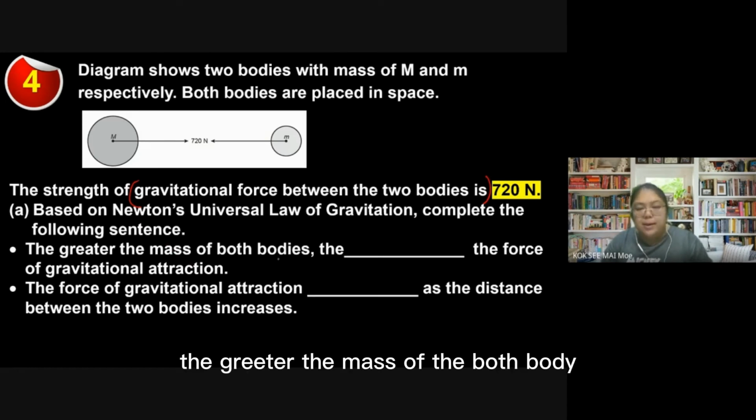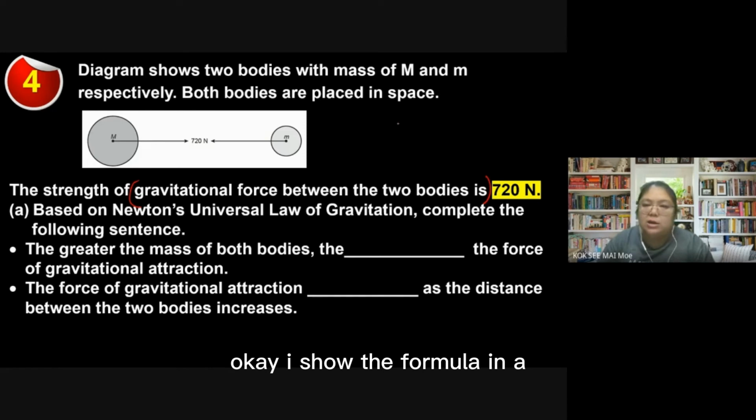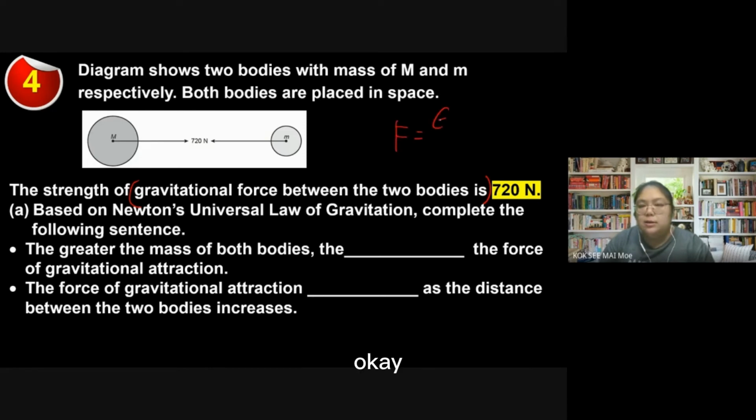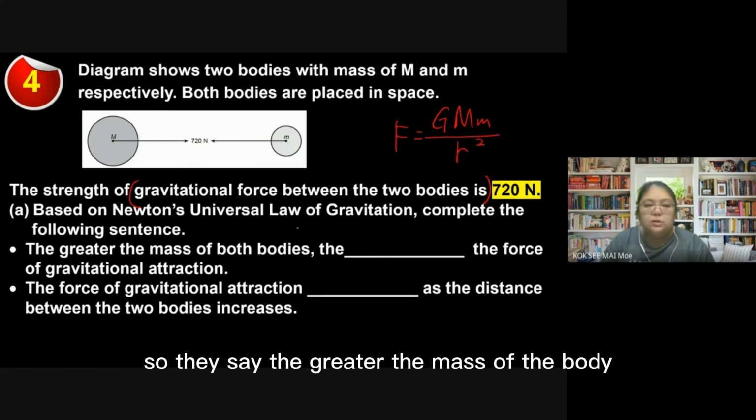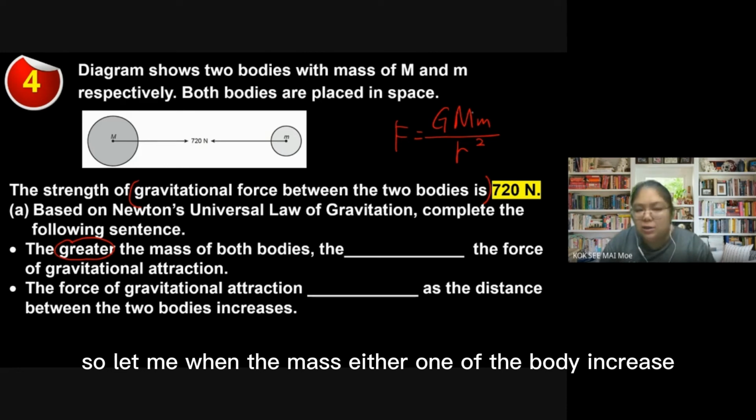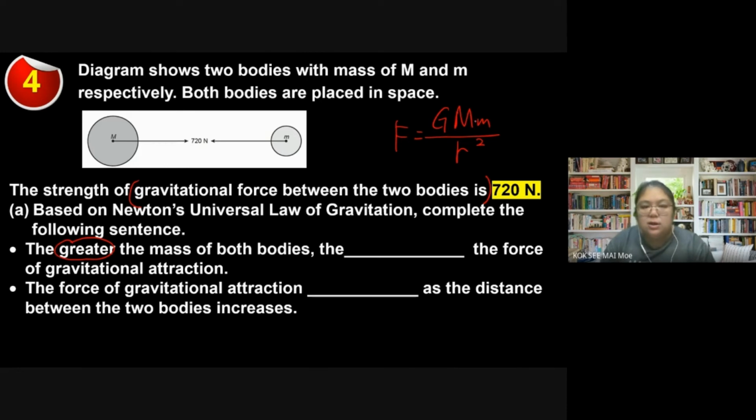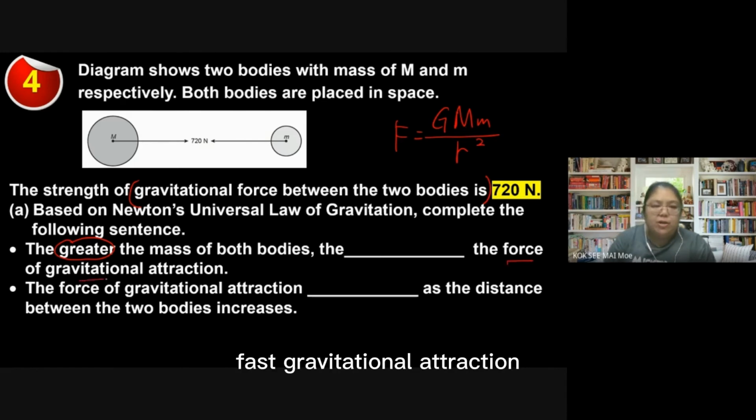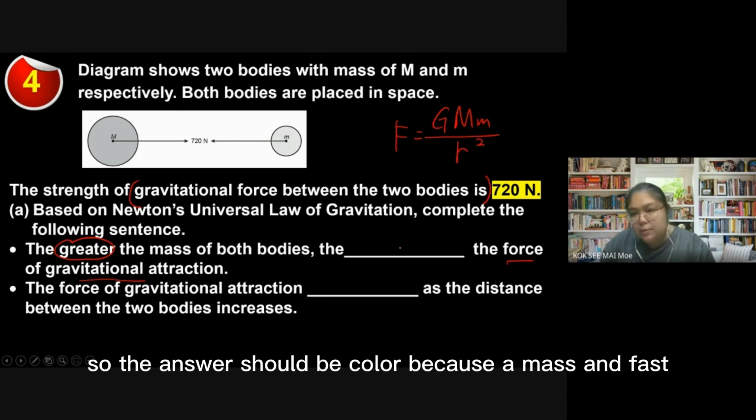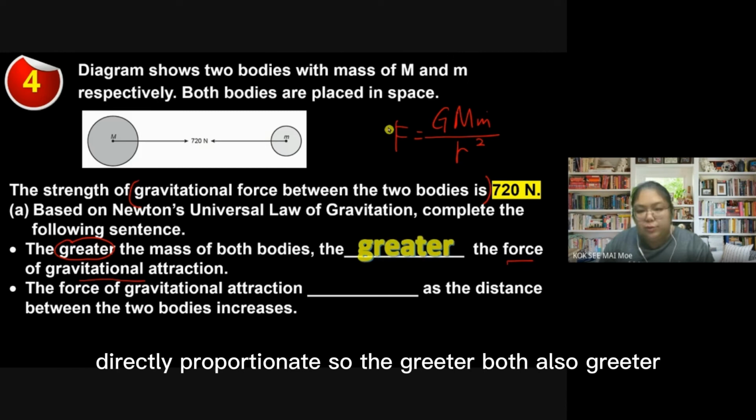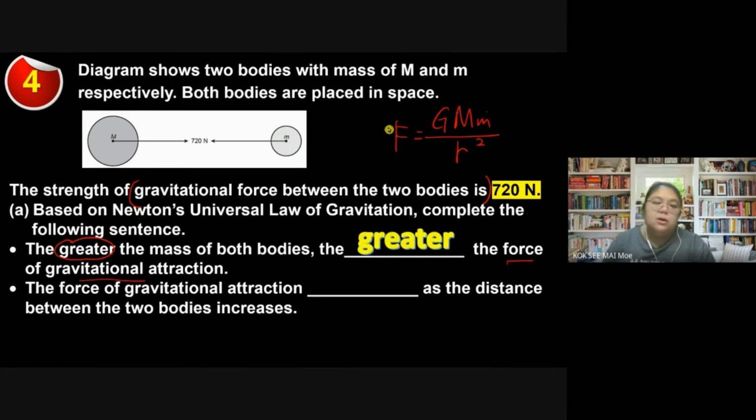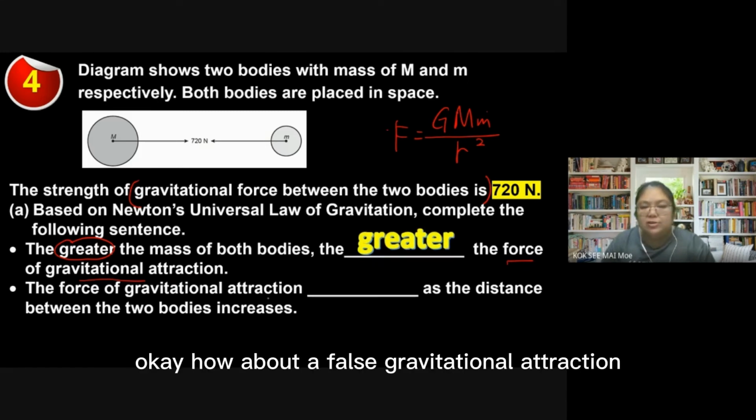The greater the mass of both bodies, I show the formula again. This one is the first one that we learned. They say the greater the mass of the body. So that means when the mass of either body increases, what happens to the gravitational attraction force? The answer should be bigger because mass and force are directly proportional. So the greater the mass, the greater the force. How about the gravitational attraction force?